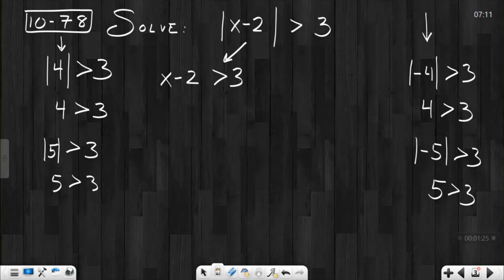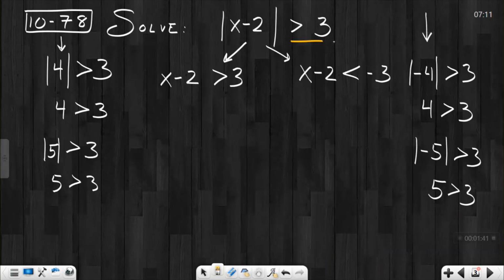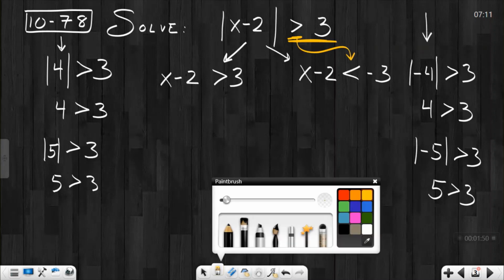One is where you just remove the absolute value bars. The second one, however, we said that what's inside the absolute value bars, x minus 2, had to be less than negative 3 in order to work. Notice I made everything the opposite. And in this case, everything being the opposite also included this sign. Our sign right there of greater than became a less than. So that's what we see here.